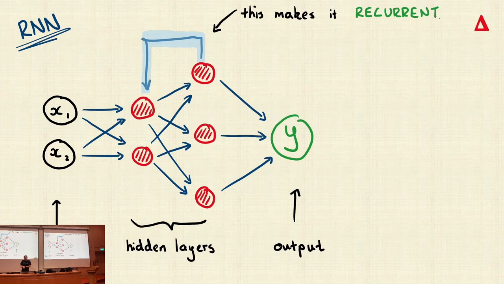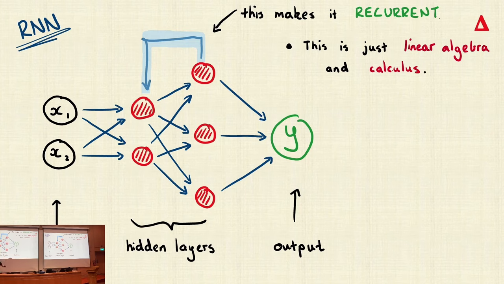So why did we choose this particular network for the volatility prediction problem? And again, I'm just going to hammer that point in. This is all just linear algebra and calculus, right? If you code a neural network from scratch, which is a good exercise to do once in your life, you will just do matrix multiplication and differentiation.